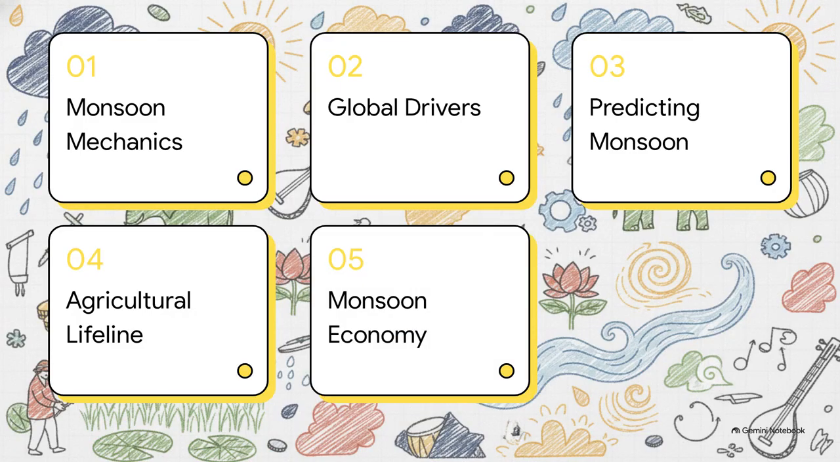Here's our roadmap. We are taking a strict systems analysis approach today. First, the mechanics of the monsoon. Second, the global drivers of Indian rainfall. Third, predicting the unpredictable. Fourth, India's agricultural lifeline. And finally, the monsoon economy connection.